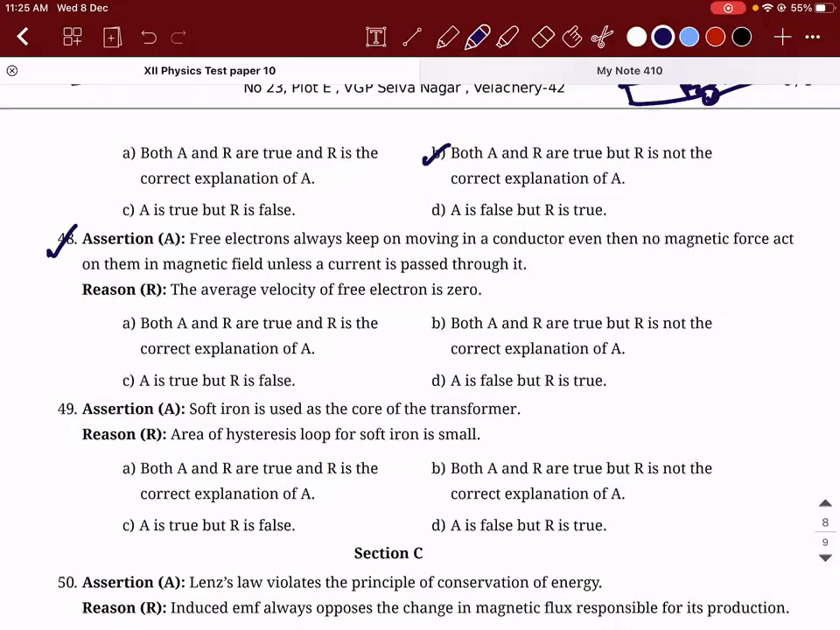Next: free electrons always keep on moving in a conductor, even then no magnetic force acts on them in a magnetic field unless a current is passed through it. Is that right?